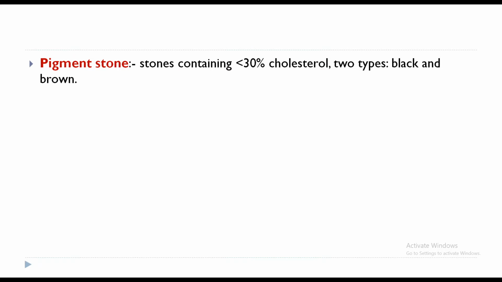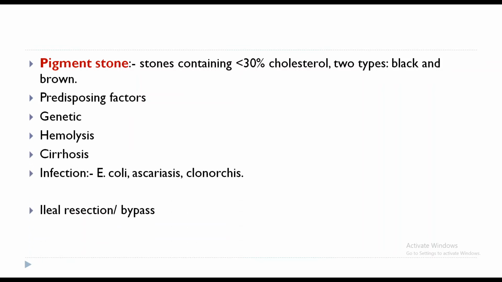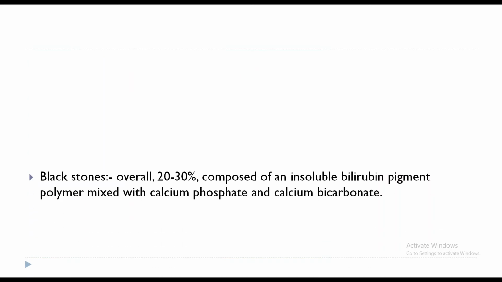Now, pigment stones. These stones contain less than 30% cholesterol. These are of two types, black and brown. Predisposing factors are genetic, hemolysis, cirrhosis, infection, that is E. coli and Ascaris, and Clonorchis. Ileal resection or bypass can also lead to this, and cystic fibrosis is a reason.